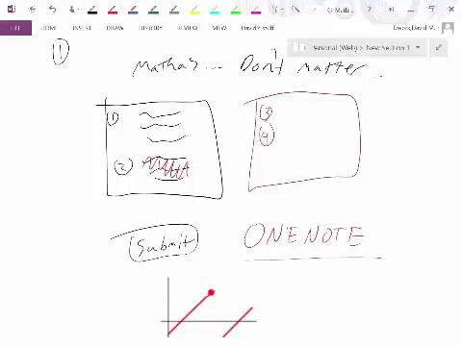Next thing is I will be able to give you feedback as I go through and grade your test in OneNote. I will be able to write all over it and circle what you did wrong and all that kind of stuff. So if it's in OneNote, it's much easier for me to edit and give feedback.